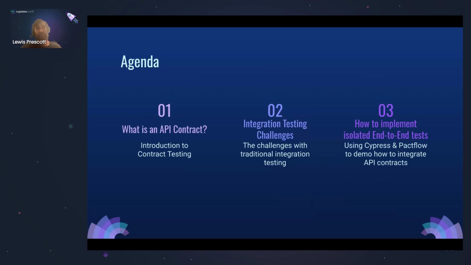But yeah, so the agenda for the talk. So what is an API contract? We'll delve a bit into the background and the context behind how we embed this into Cypress. And then we'll look at integration testing challenges. So why would you want to go about this solution? And then obviously I'll show you how it all works within Cypress and Pactflow, a tool we use within contract testing.